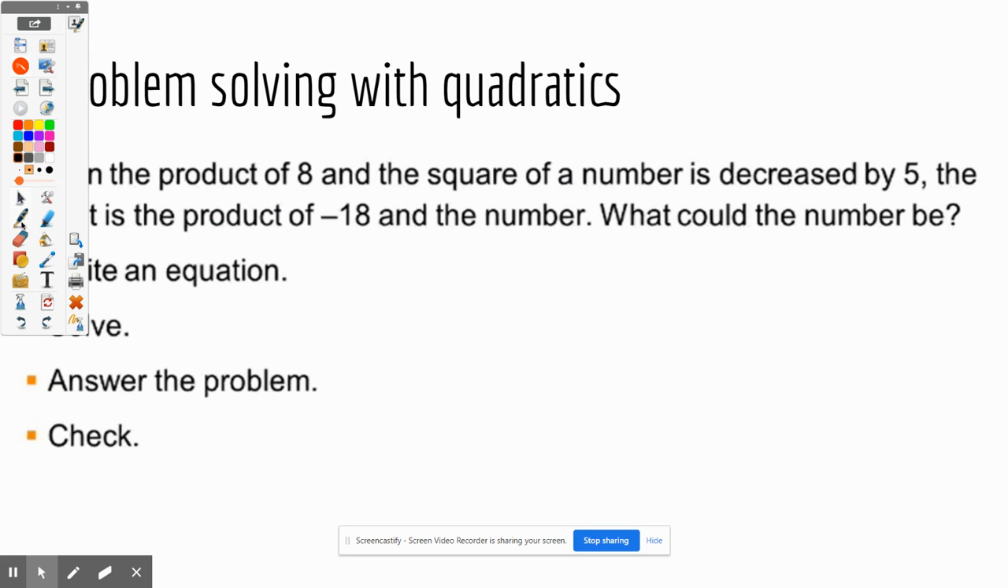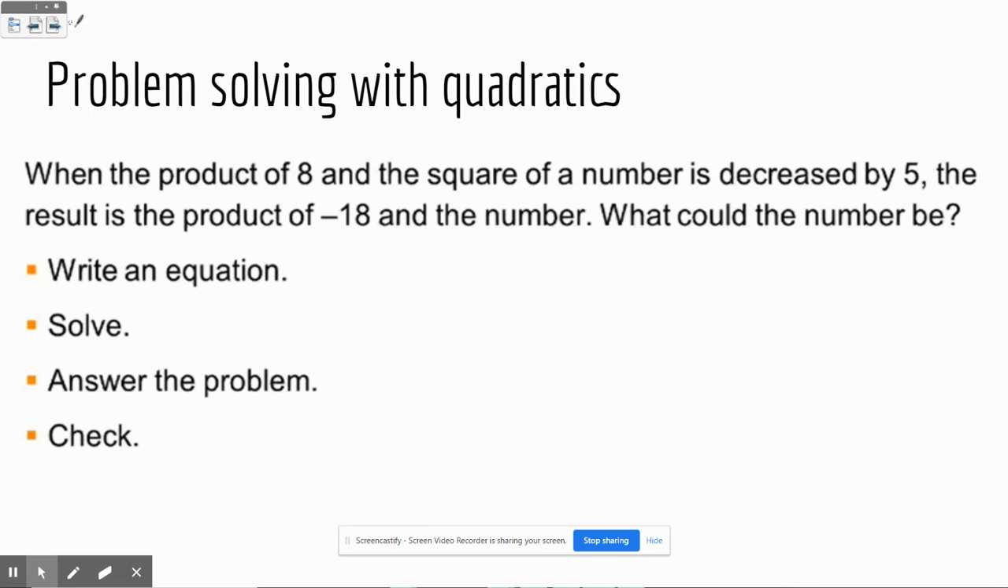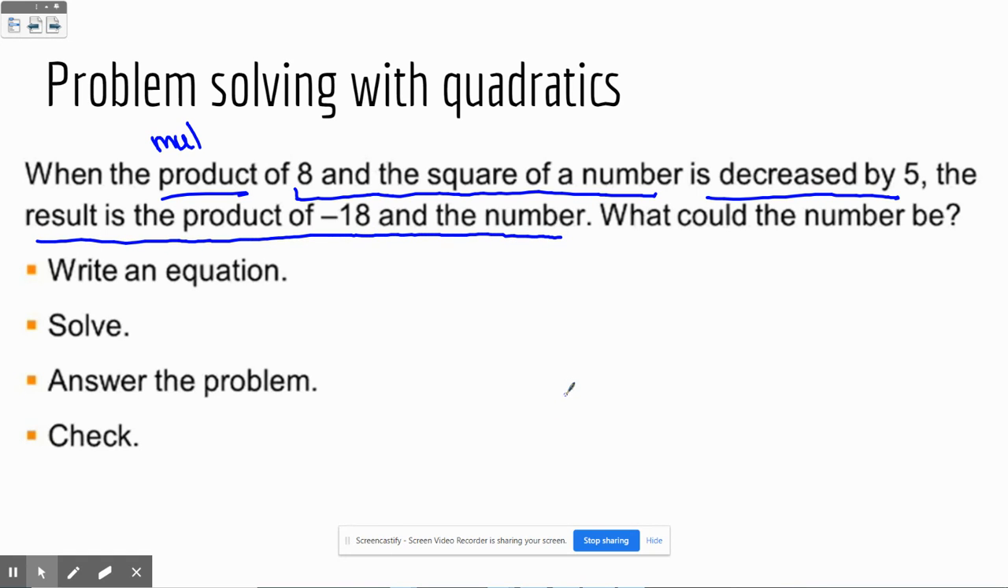Okay, so let's talk about problem solving. Problem solving with quadratics is kind of fun. When the product, which means multiply, of 8 and the square of a number is decreased by 5, the result is the product of -18 and the number. Okay, so let's see if we can write this equation.